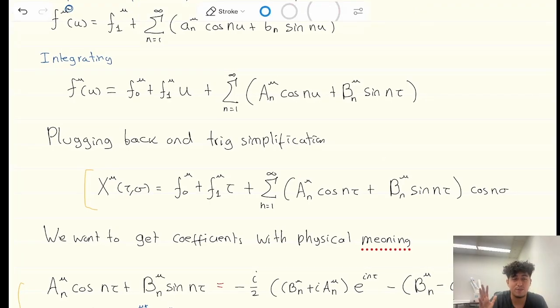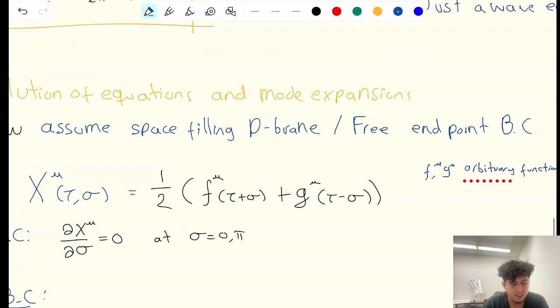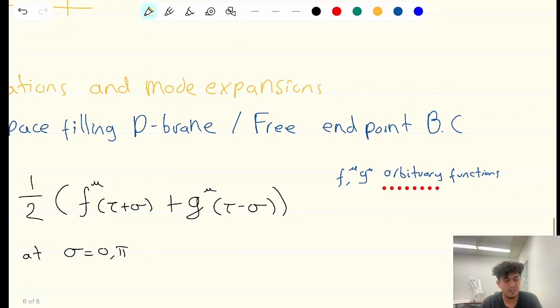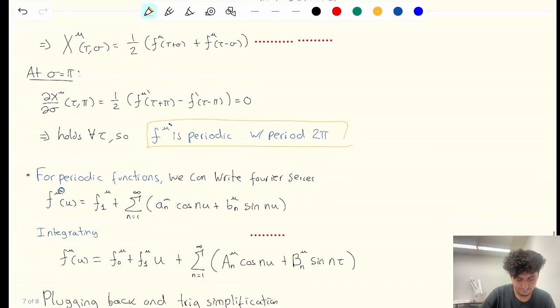This is already a pretty nice form, like we already solved a very general solution for relativistic strings. The only thing we're considering here is that we have free endpoint boundary conditions, which is the same as saying we have a space filling brane. And a space filling brane was just having a brane that allows you to be free, so it's extending completely in whatever is your ambient space.